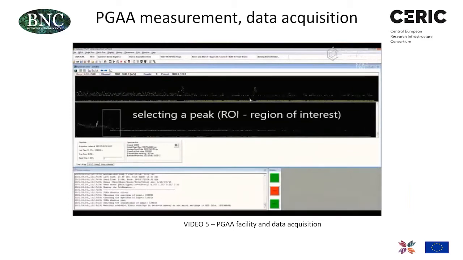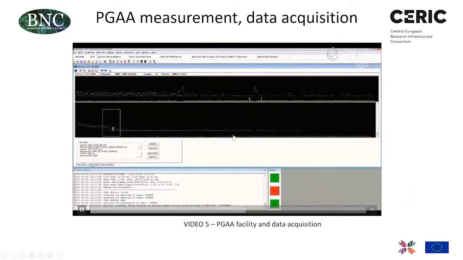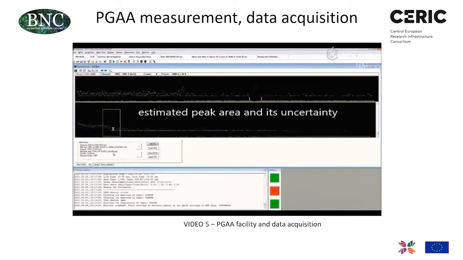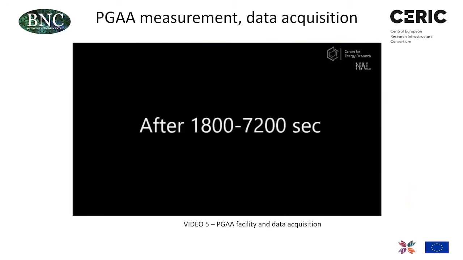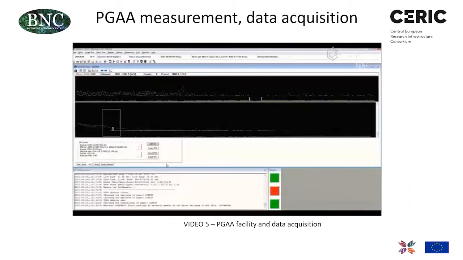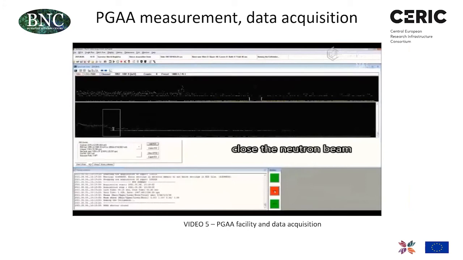So here you see that peaks are already growing, and you can set up a so-called region of interest, where the program is counting on the fly the peak areas and the related uncertainties. Then once you are happy with the spectrum, you stop the beam and you save the spectrum.